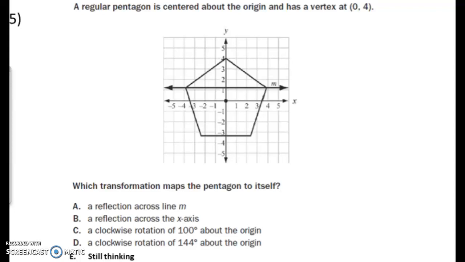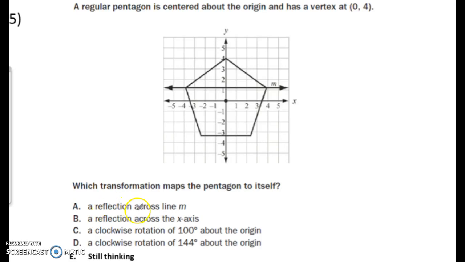A regular pentagon is centered about the origin and has a vertex of (0, 4). It says, which transformation maps the pentagon onto itself? So like the last problem, we're trying to figure out how we can either translate, rotate, reflect, or dilate, because those are our transformations. We're trying to figure out how we can do one of those to get it to line back up perfectly so that all of the sides are in the exact same spot.